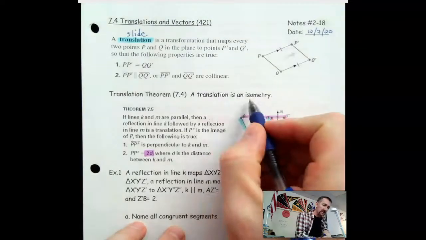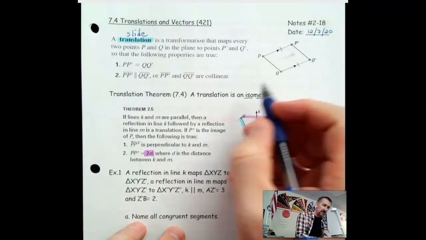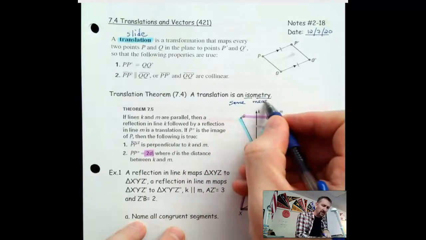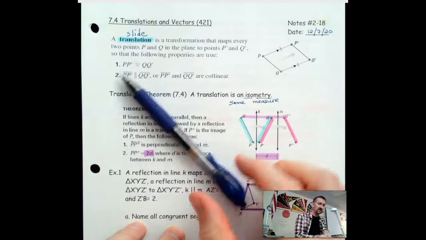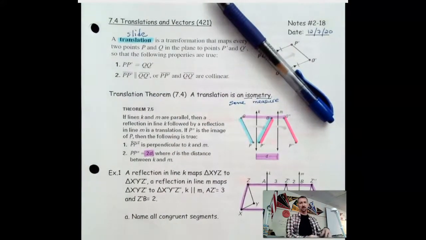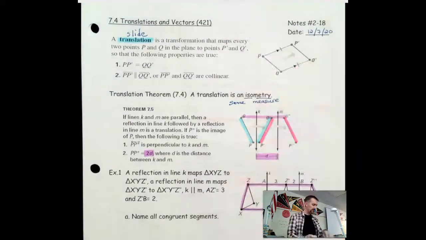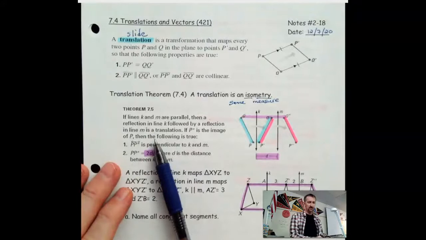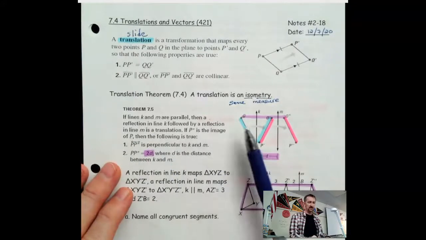Again, translation is an isometry. Isometry means same measure. So that should make sense. If we just take something and slide it, it's going to be the same size, and it's going to be the same shape.